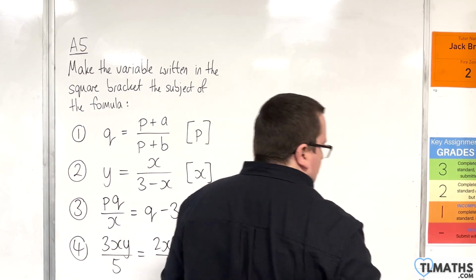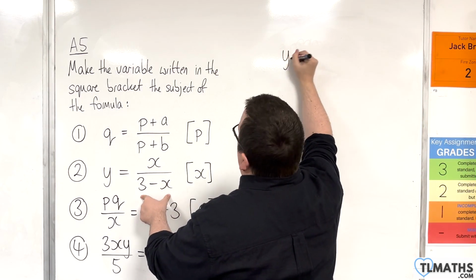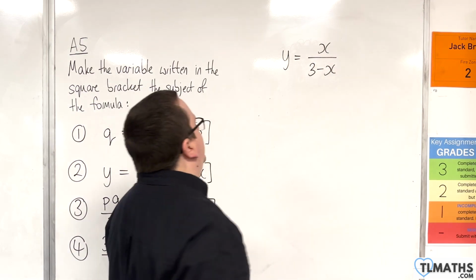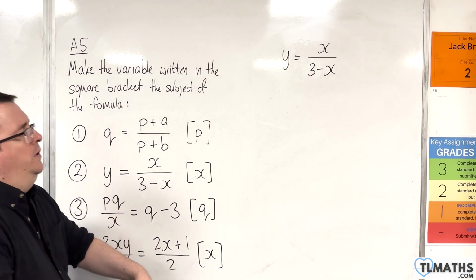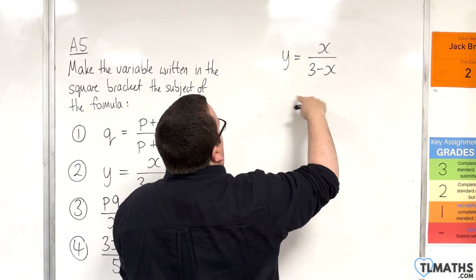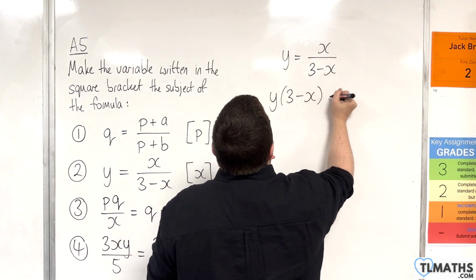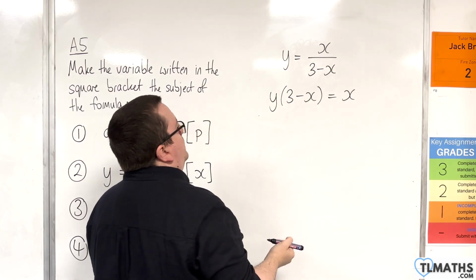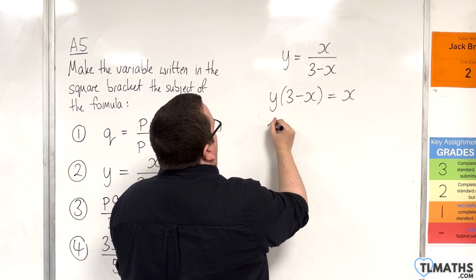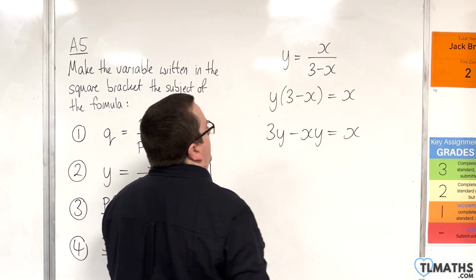Right, next one. So, number 2, we have y equals x over (3 take away x), and we want to make x the subject. So, first of all, I've got x in the denominator, so I'm going to multiply both sides to get it out. So y times (3 take away x) is equal to x. So we want to expand this bracket out because it involves the x. So 3y take away xy is equal to x.